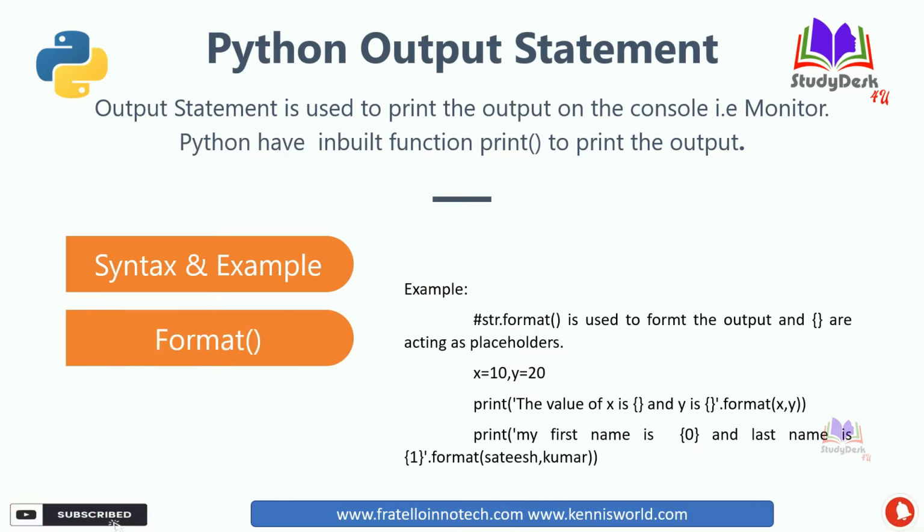And we even have a format function for the string notation. That will give the output in a required format with curly bracket notation. So if you consider here in the example x equal to 10, y equal to 20, how I am writing, see here: the value of x is curly bracket, y is curly bracket, format x comma y. That means x will be replaced with the first curly bracket and y will be replaced with the second curly bracket. And you can even change the positions by mentioning the index numbers like 0, 1, 2, 3 also. So basically the print statement is used to print the output in the Python program.